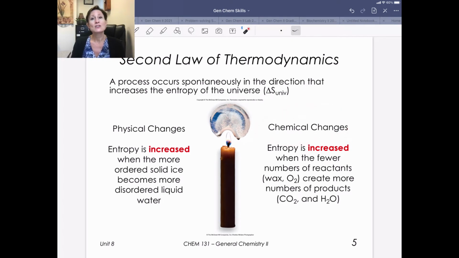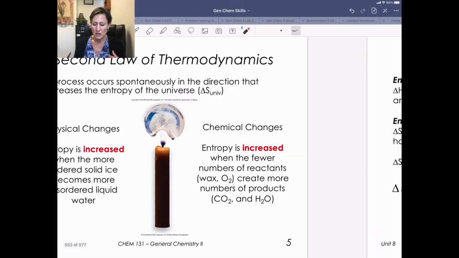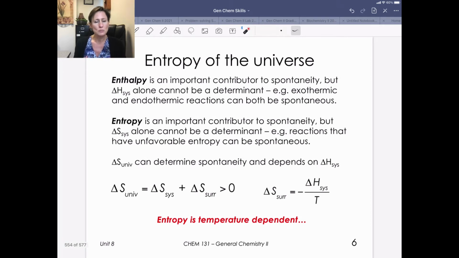We think about entropy changes with chemical processes as well. We increase the entropy of our system here when we have fewer numbers of reactants create more products, with carbon dioxide and water. So when we think about entropy, there's going to be some words that we'll use to help us explain that.